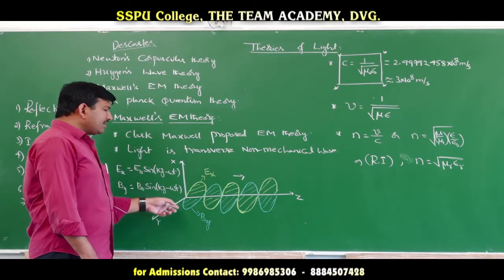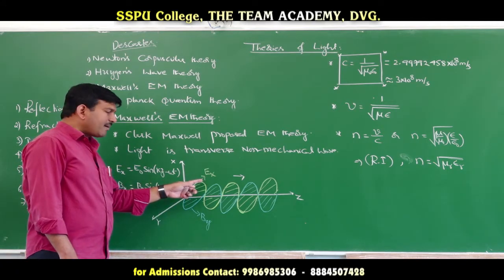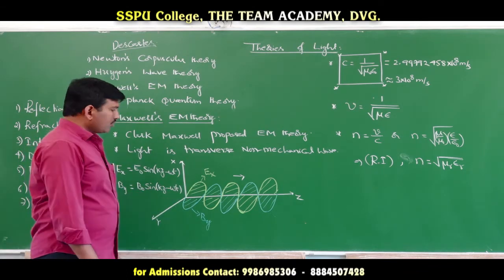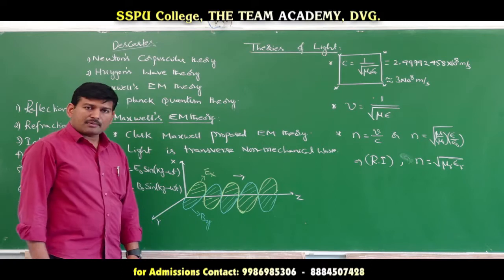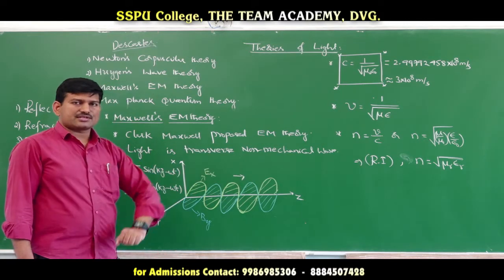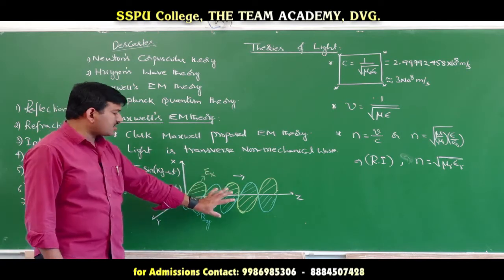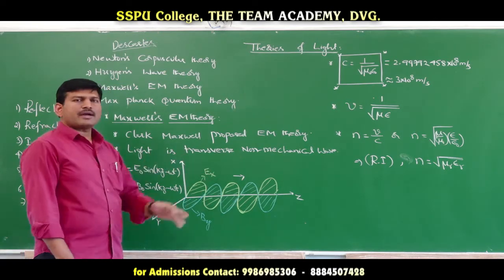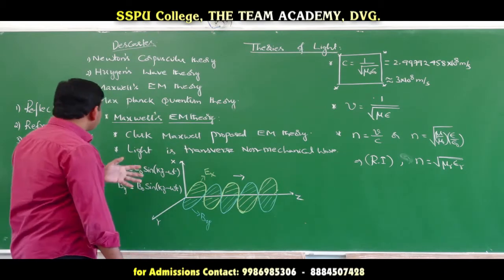That means, by the time the electrical wave has maximum amplitude, the magnetic wave also has maximum amplitude. The electrical and magnetic waves are mutually perpendicular to each other and also perpendicular to the direction of propagation of the wave. This is the representation of an electromagnetic wave. And what is the drawback of this theory? And what is the success of this theory?